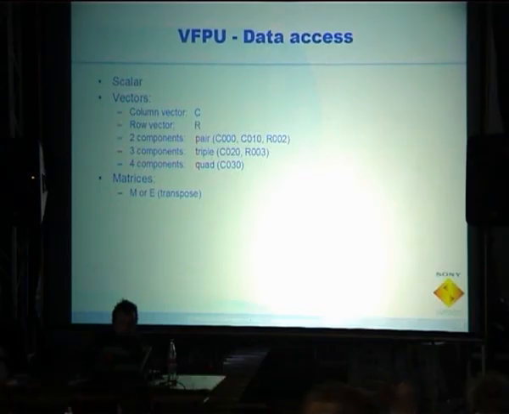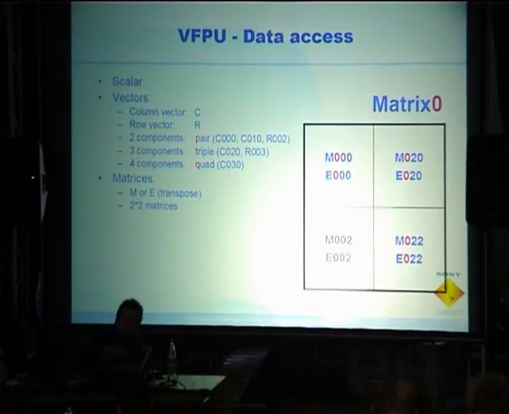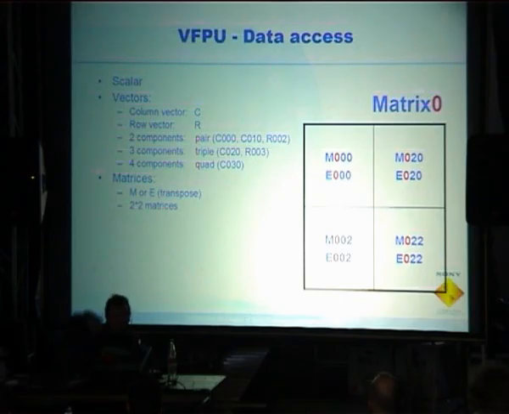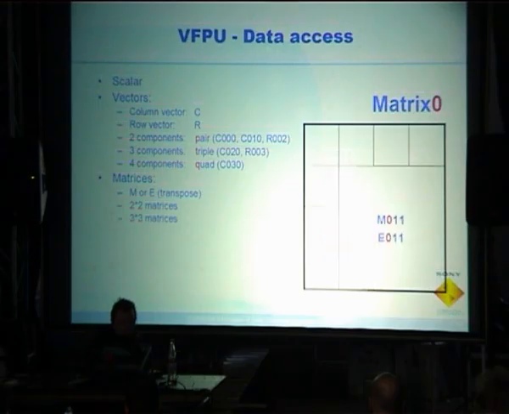Matrices are either normal ones or transposed ones, which are also accessed in a very similar way. You just prefix a register with an M or with an E. It took us quite a while to figure out why they came up with M or E, but then it looks like an M when they're like this, or an E like in this row, so in the end it's quite obvious. You can have 2x2 matrices, 3x3, or of course 4x4 matrices.